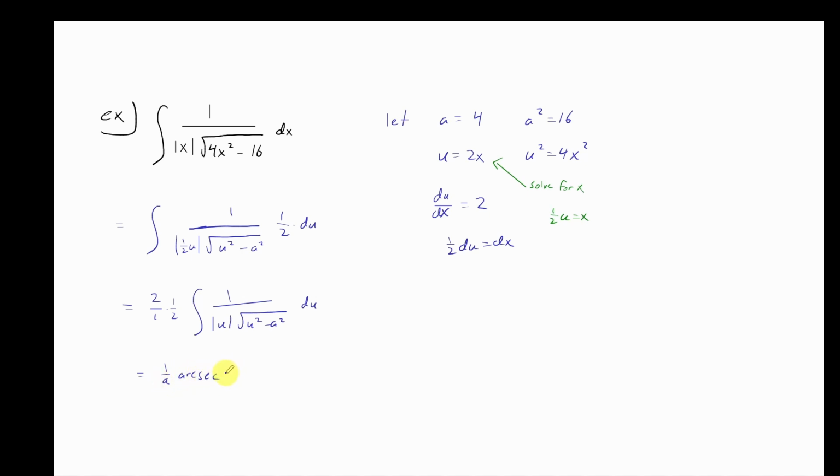So we get 1 over a arcsecant u over a plus c, and we substitute back. The a was equal to 4. The u is equal to 2x. And we could do an extra step here and simplify 2x over 4 as just x over 2. And there we have it.